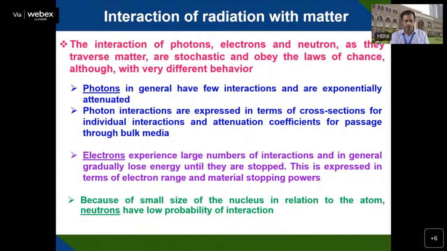In this case, photons generally have few interactions and are exponentially attenuated, and photon interactions are expressed in terms of cross sections. Whereas an electron experiences a large number of interactions and loses energy during the process of interaction, expressed in terms of electron range as well as the material's stopping power for the electron. But a neutron, being small compared to the whole nucleus, has a very low probability of interactions.